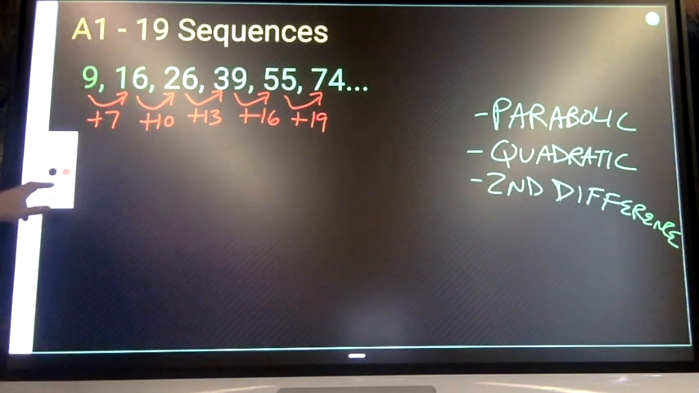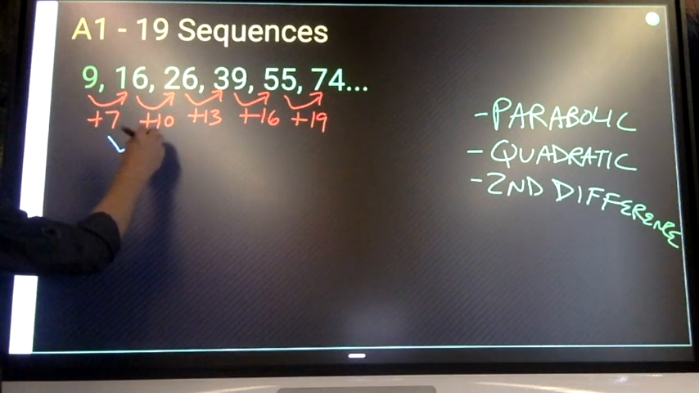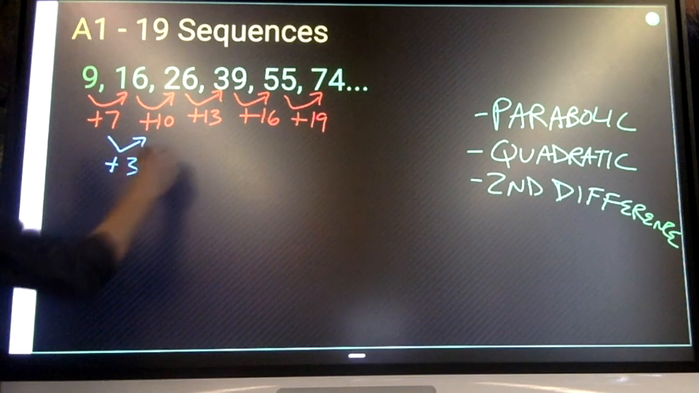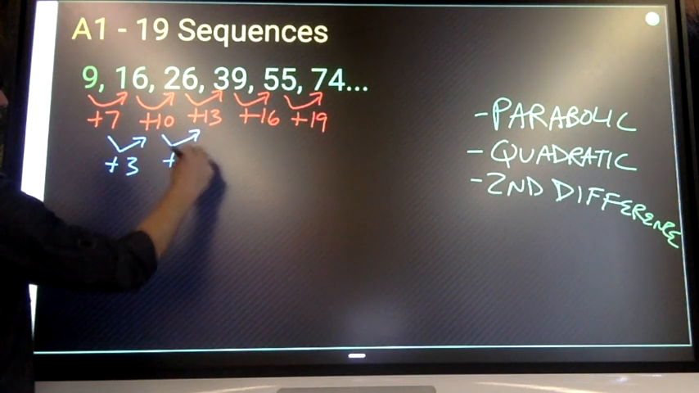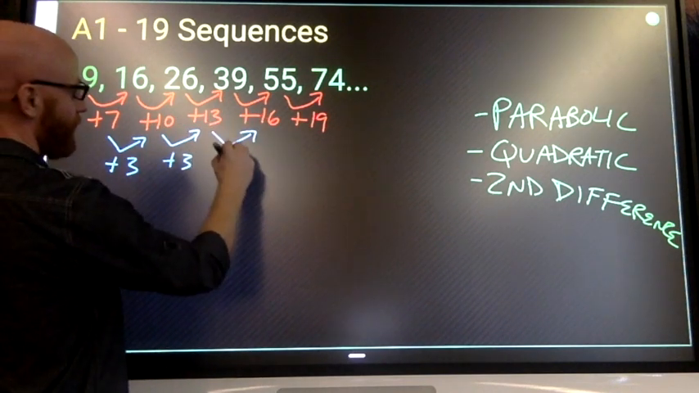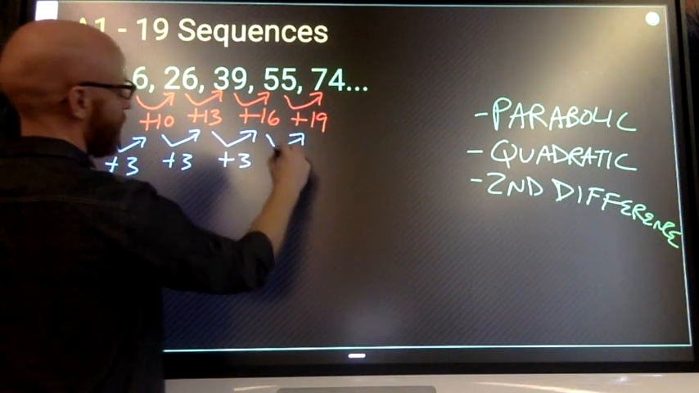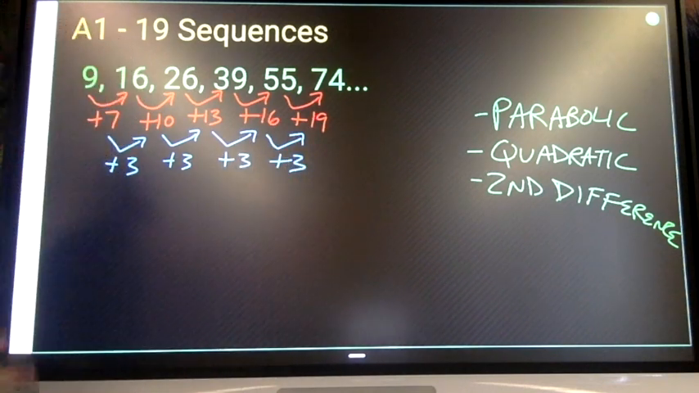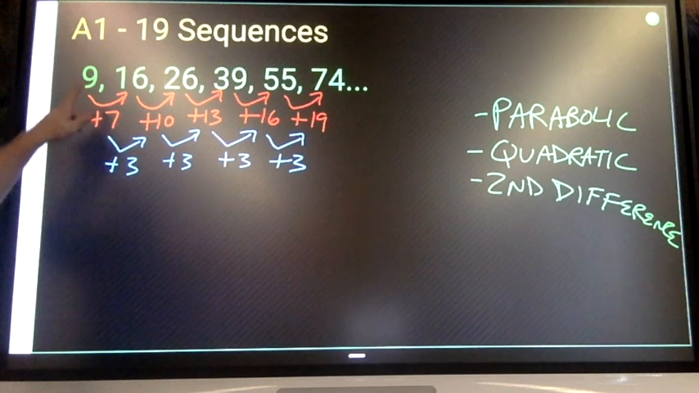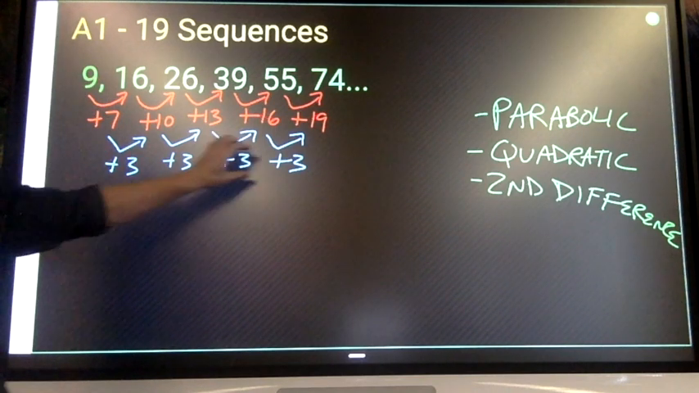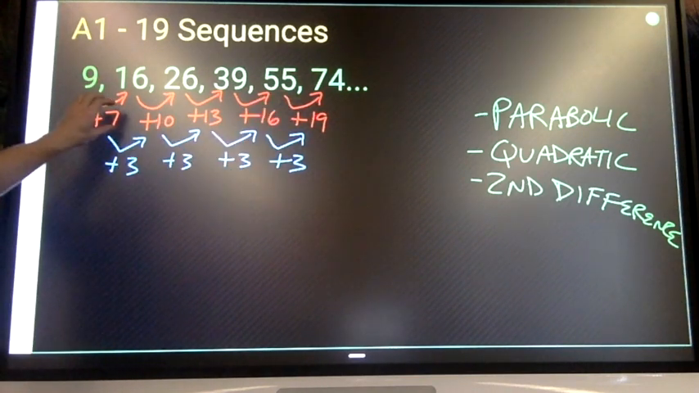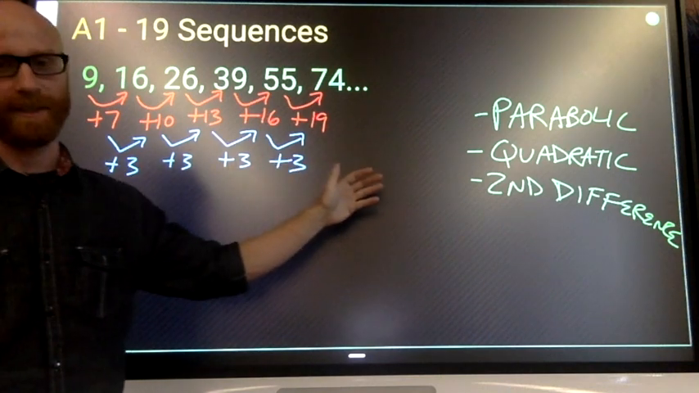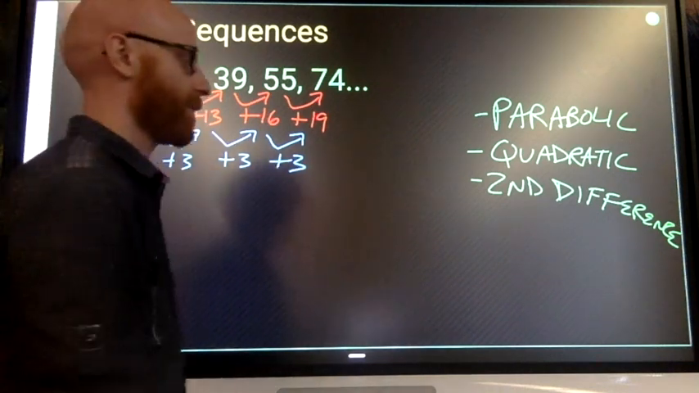There is an arithmetic sequence in the red numbers. To get from 7 to 10, we add 3. To get from 10 to 13, we add 3. To get from 13 to 16, we add 3. To get from 16 to 19, we add 3. So, the differences of the differences are constant. Okay, that's why it's called a second difference pattern.